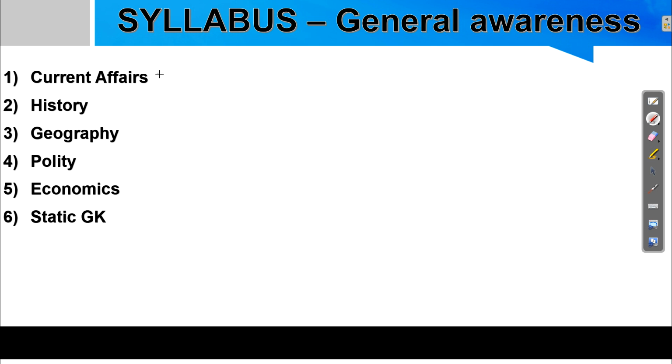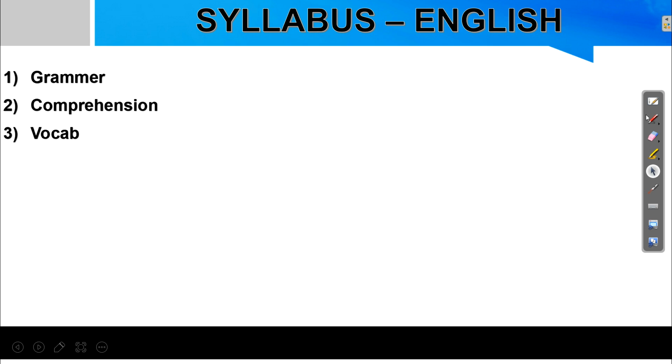Then in general awareness we have current affairs, history, geography, polity, economics and static GK to study. Definitely in the strategy of phase 1 I will tell you from which one to which one you need to study, or read your current affairs. Then English: basic grammar, then comprehension and basic vocab, that is synonym, antonym part, idioms. Okay, like that.